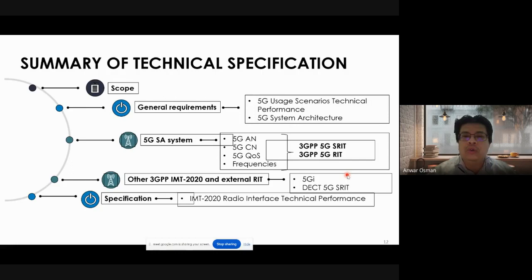Okay, so when you talk about reference, just a quick one, right? For 5G RAN, 5G core, 5G QoS, and the frequencies, these are the terminology used by 3GPP, from the 3GPP documents, and also from previously external parties like 5GI. This is from India, and this is SRIT. All of these are the standards that define the 5G specification, and this is to specify the usage scenario, performance, as well as the system architecture. And the specification is listed in the IMT-2020 radio interface technical performance. And in Malaysia, it is the technical code of IMT-2020 first revision, which includes 5G Advanced.